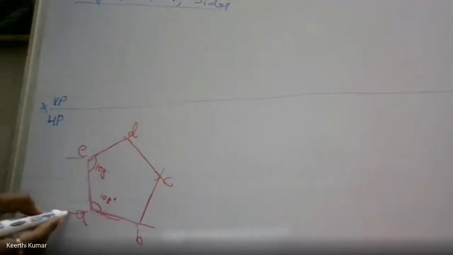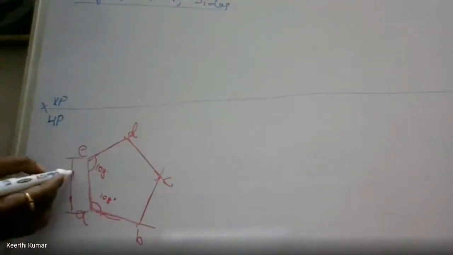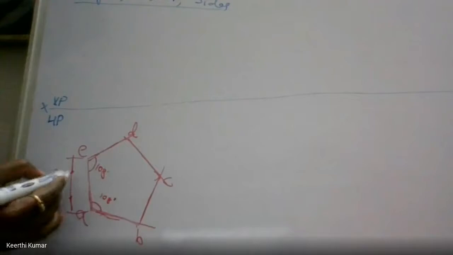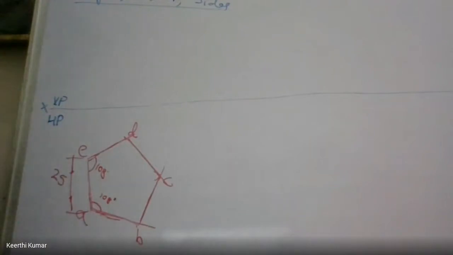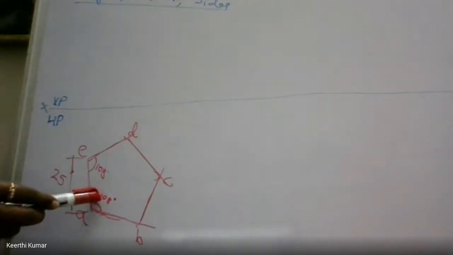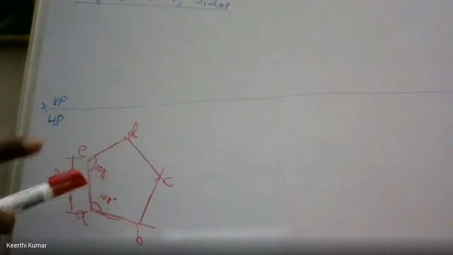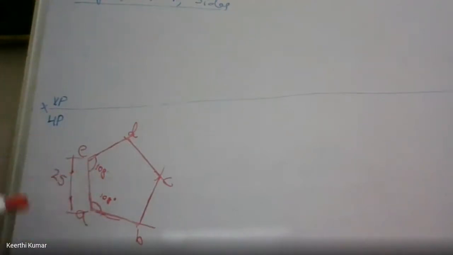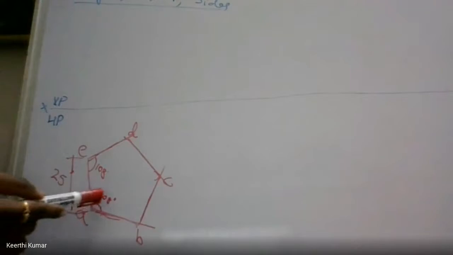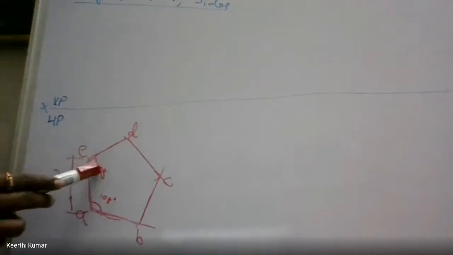And what is the length of this? This length of the given pentagon is 25. So complete this. You know how to draw this. You show the angle 108 degree only once. I have shown it here twice only to explain. For the next problem onwards, I will show the angle only once. I will not show the angle twice.